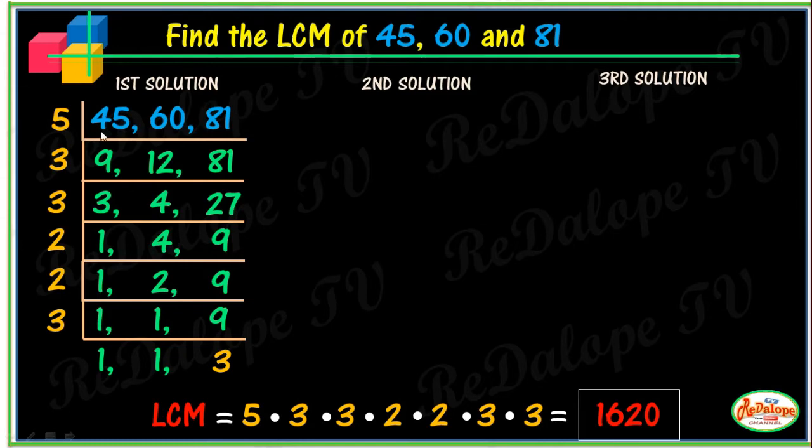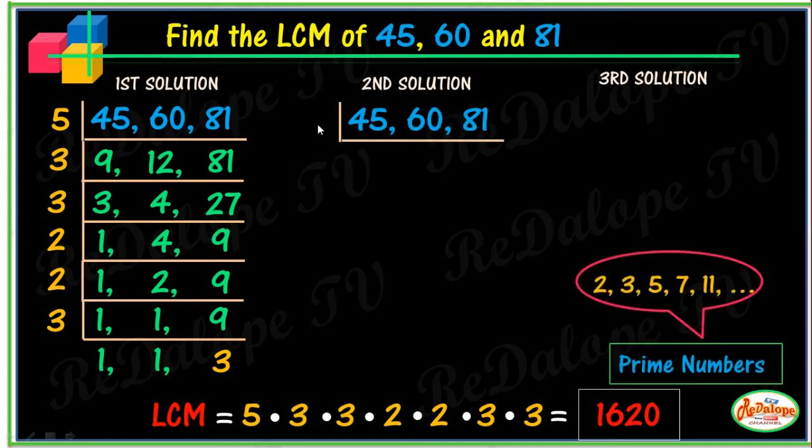So let us try. So we have 45, 60, 81 can be divided exactly by 3. So we'll divide it by 3. So 45 divided by 3, so that's equal to 15. 60 divided by 3, so that is equal to 20. 81 divided by 3 can also be written as 27.